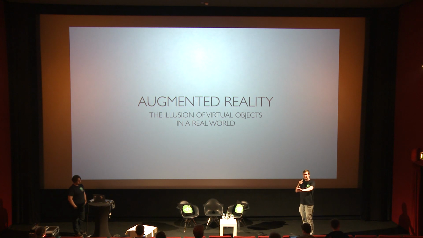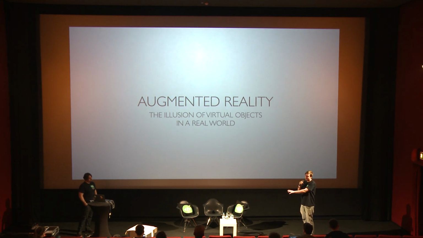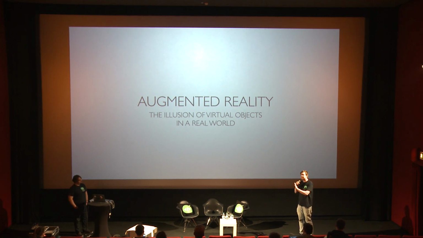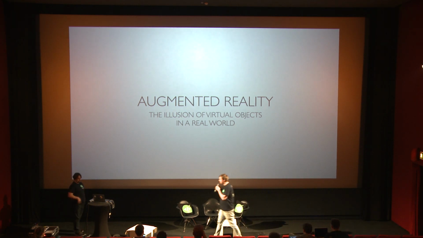We take a camera video from the real world and we put some 3D stuff on top of it, and the illusion of placing a virtual object in the real world is just created by moving the virtual objects accordingly to our movements. So let me show you a little example.